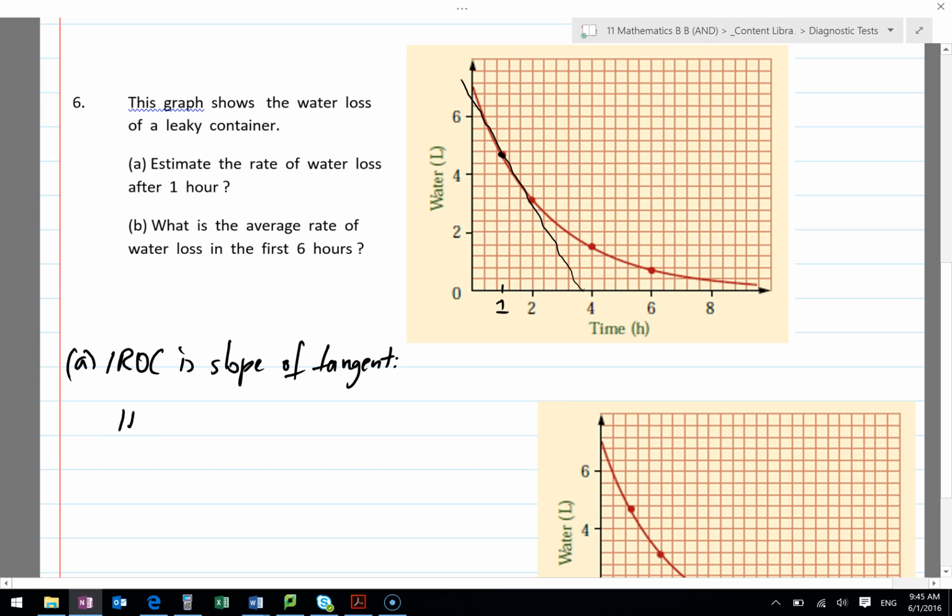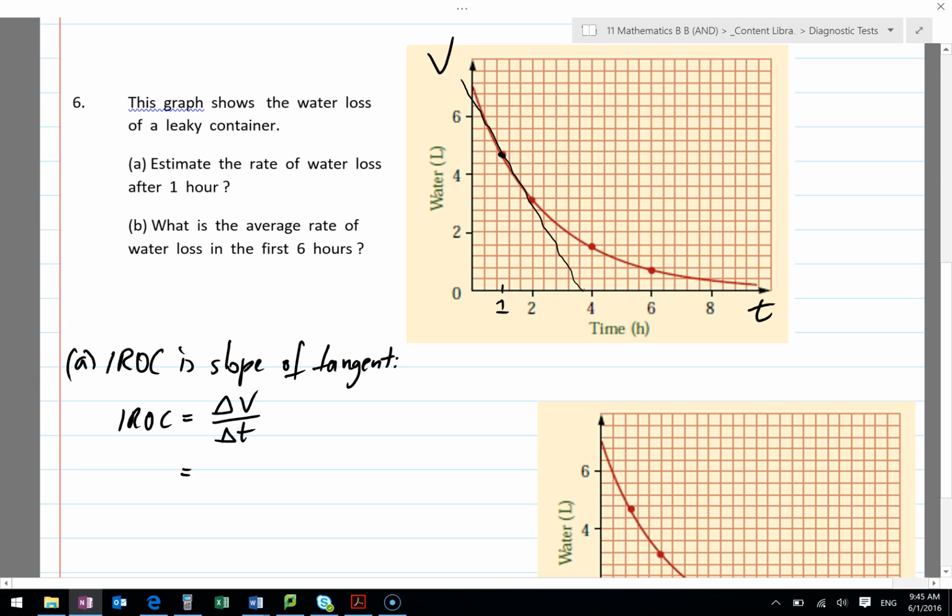Okay, so the way we'll find this is, we don't have any variables here. I'll call this the water level and this the time. It'll be the change in water level divided by the change in time. Correction, I'll call it volume.